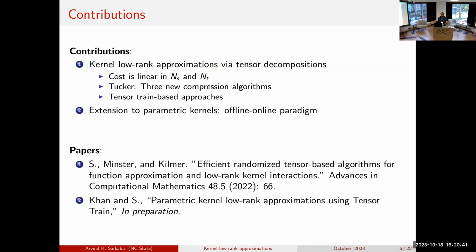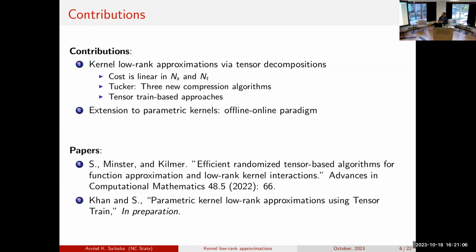So we do this in 2 ways. We do it using the Tucker method, which we have seen several talks about. And we have Tucker compression methods, which are perhaps of independent interest to not just kernel problems, but Tucker computations in general. And then we'll look at tensor train-based approaches. And here we use more or less standard tensor train tools. We use them in somewhat innovative ways. And then I'll show you an extension to parametric kernels.